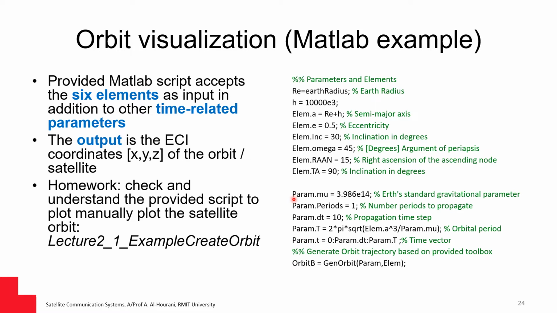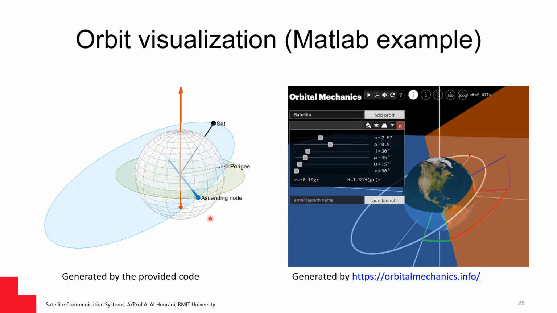Now, if you feed the parameters and elements to that function, it will produce for you an orbit, and you can plot this orbit. So it's a homework for you to try this example that I have attached with this course. So you can download this from Canvas. In this slide, I'm showing a comparison between the online tool that we saw in a couple of previous slides versus the Matlab code that I provided you. And you can see when you input these parameters, you get the same results.